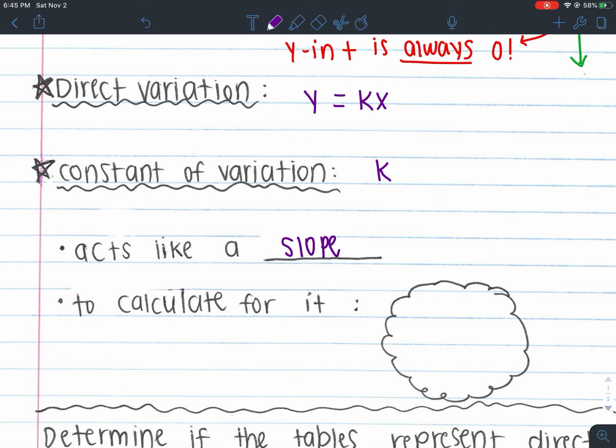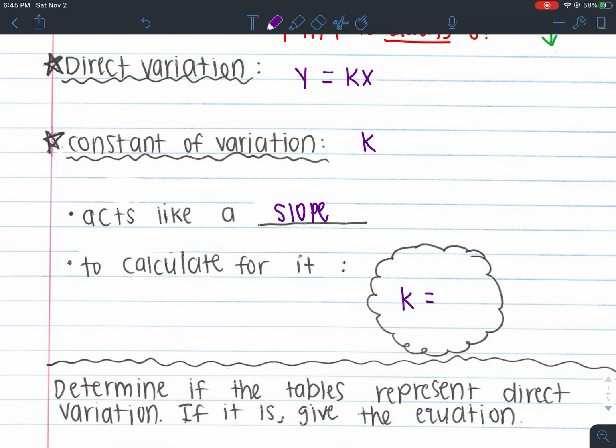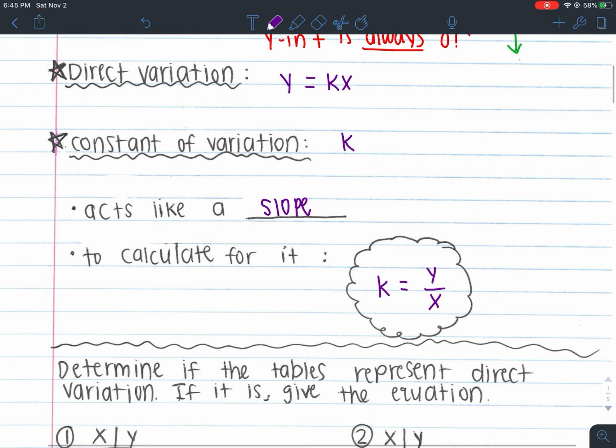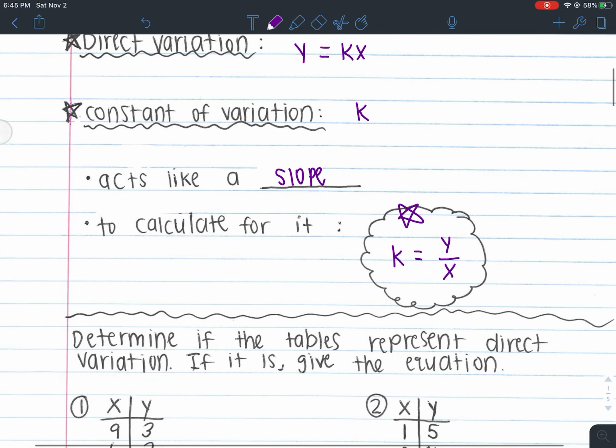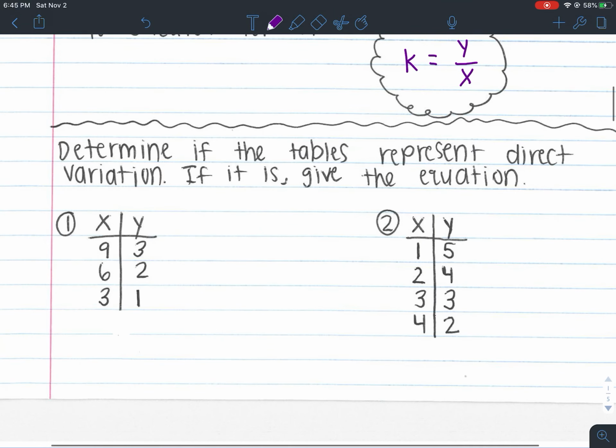And the reason why we don't call it slope is because you don't find it the same way you find slope. So that's why we don't call it slope and we use k for it, okay? Now to find k, you would do y divided by x. Okay, so it acts like a slope, but it's not really a slope if you're thinking about it in terms of finding it, okay? And that's the special formula to find the constant of variation, or k. And I would remember that, and I would try to memorize that. So we're going to use that formula for these next few problems.